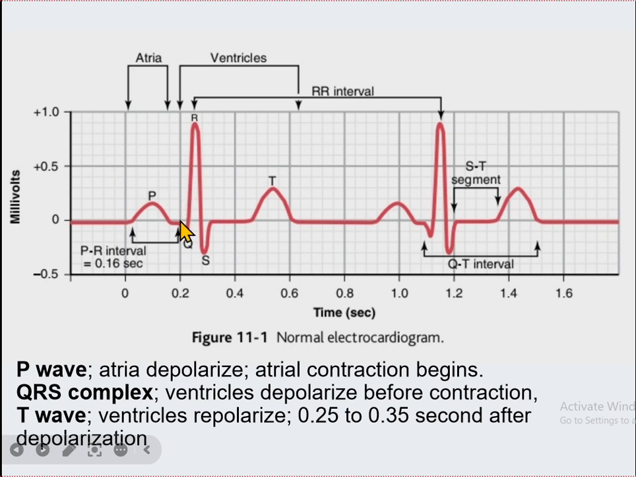Remember that QRS is also a depolarization wave. T wave is a repolarization wave because you know that the relaxation of the atria takes place during the contraction of the ventricles. So we don't see a visible wave for the repolarization of the atria since it is masked by the QRS complex.